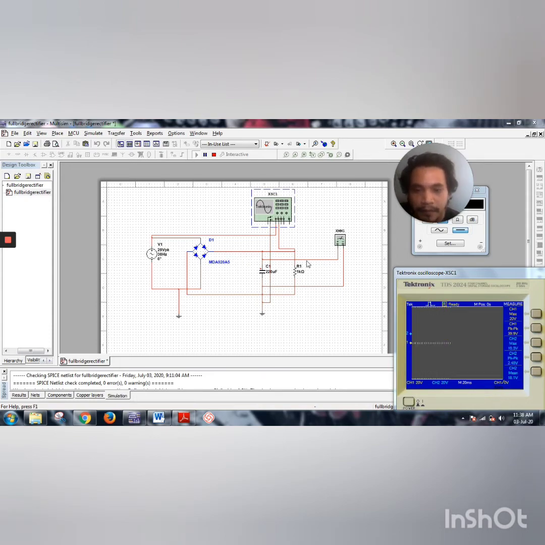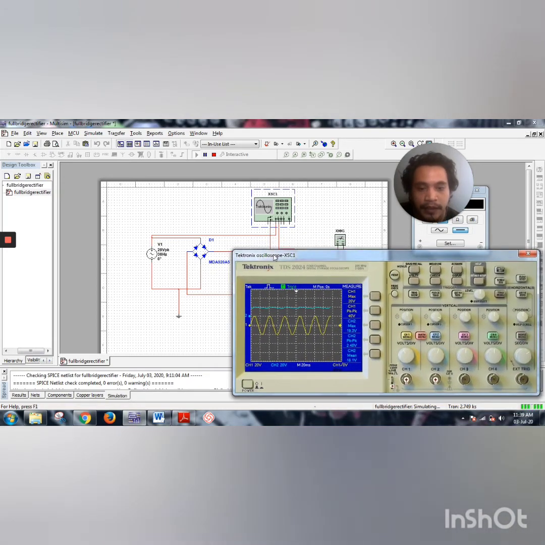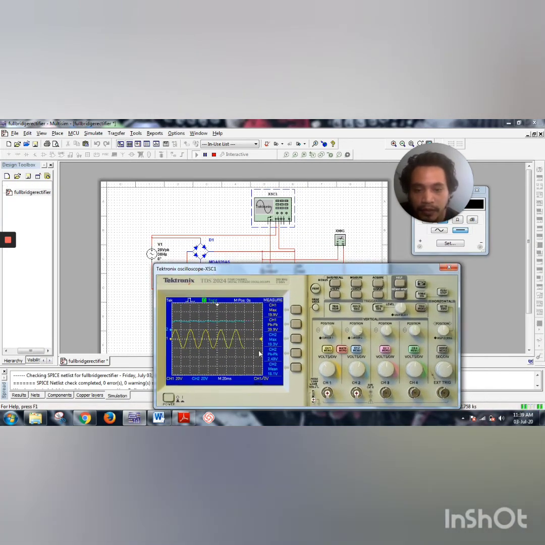So we are using a 220 microfarad capacitor as a filter of this circuit. Basically, by the way, I'm using 20 volt peak as the input, and what will happen is this will form.